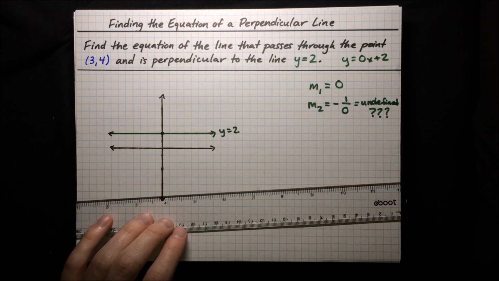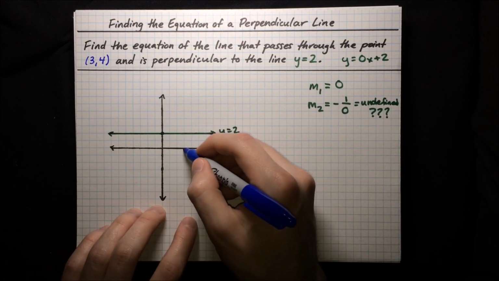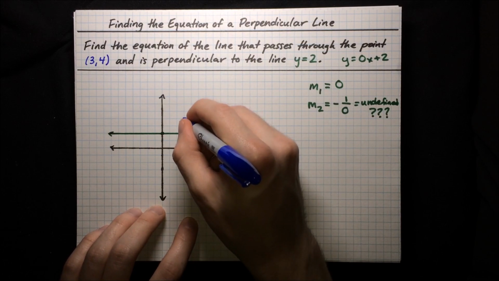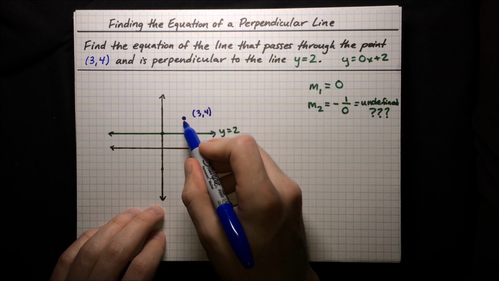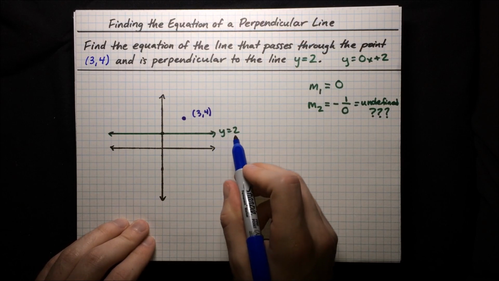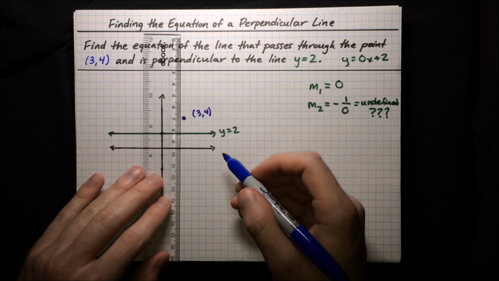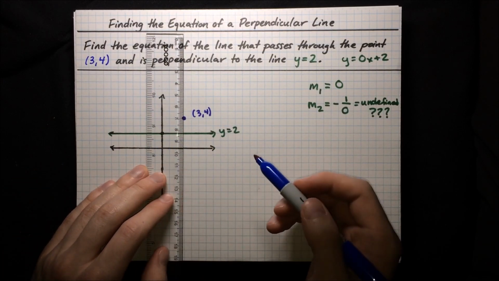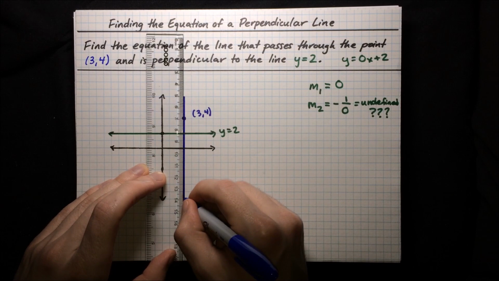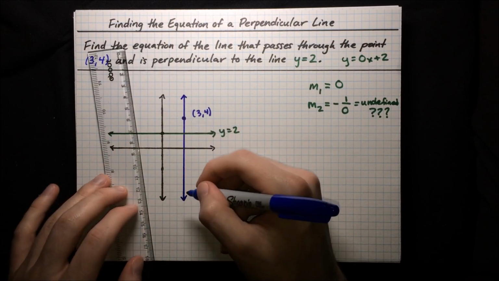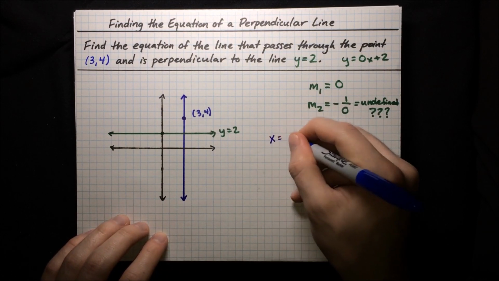And why don't we plot the point (3, 4) also? So (3, 4) is right here, 3 units over, and then 4 units up. Okay, we want a line that goes through this point (3, 4) and is perpendicular to this line y equals 2. Well, visually, that's pretty easy to tell. That line is just going to be straight up and down because y equals 2 is straight horizontal. So we want a straight vertical line that goes like this. And how do we write the equation of a straight vertical line? Well, the equation of a straight vertical line is always just x equals a constant.